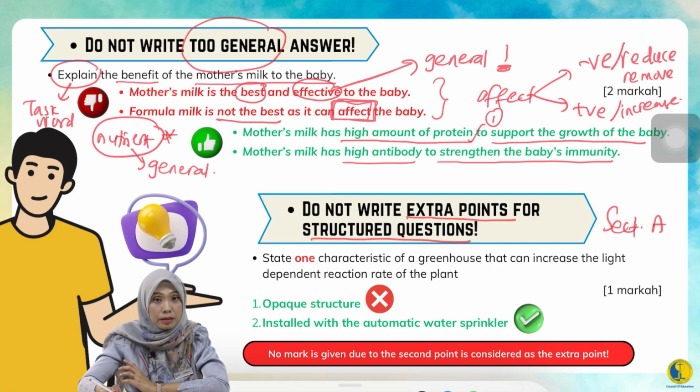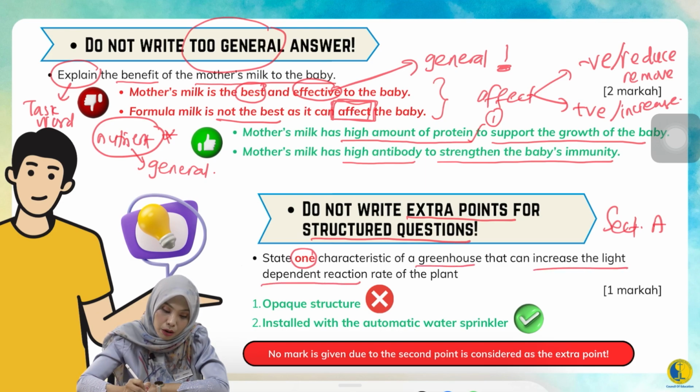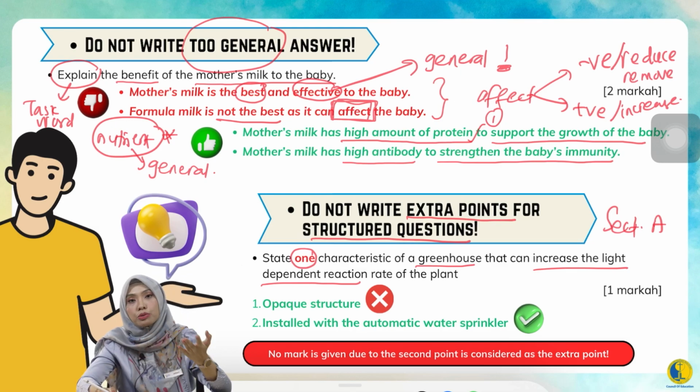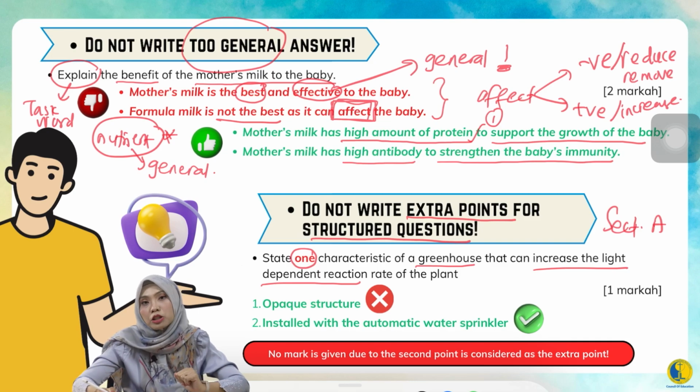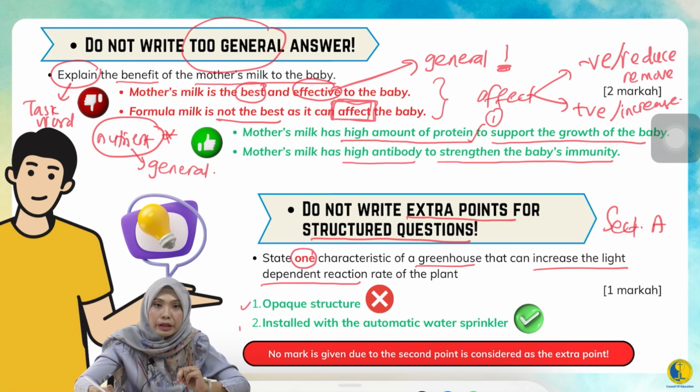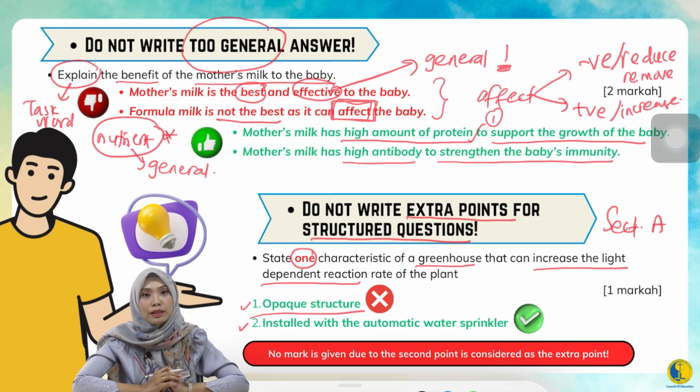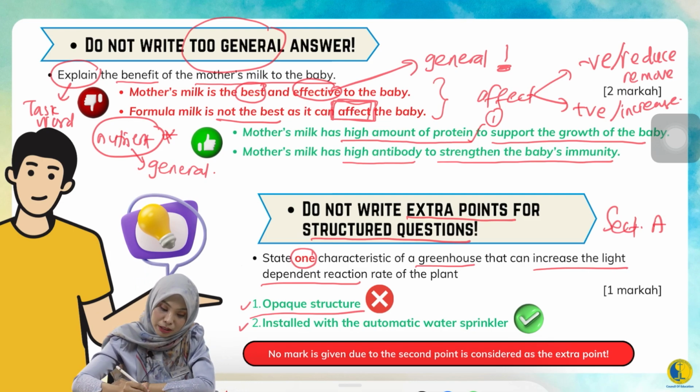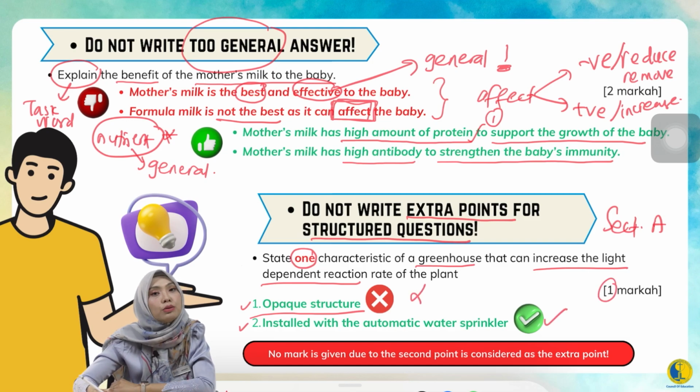Okay, let's take a look at an example question. State one characteristic of a greenhouse that can increase the light-dependent reaction rate of the plant. Okay, one characteristic. Because of lack of confidence, the student thinks, I'm not sure whether my answer will be correct or not. It's okay, teacher, I will give you 2. Okay, you give me 2 answers. But the sad story here is, your first answer is obviously wrong. So what are you going to think? Oh, never mind. My teacher will think, even though this one is wrong, this one is correct, I will still deserve my 1 mark. Oh, so sad.